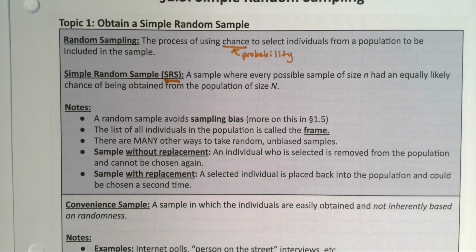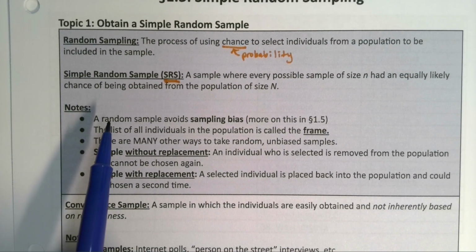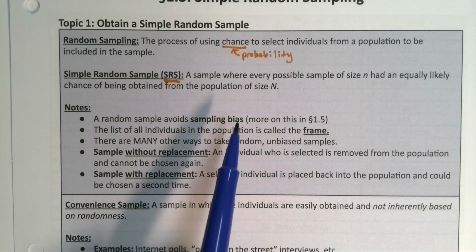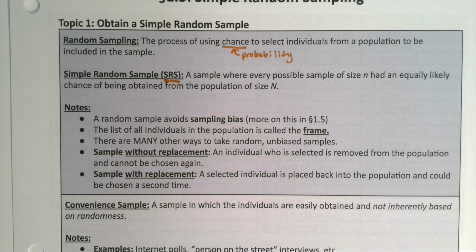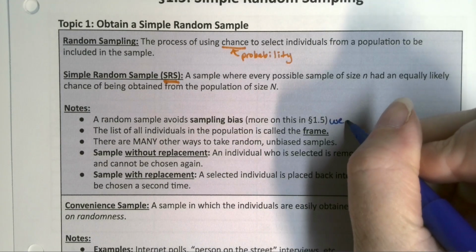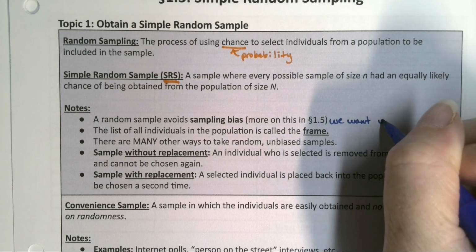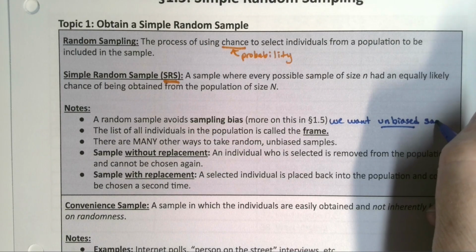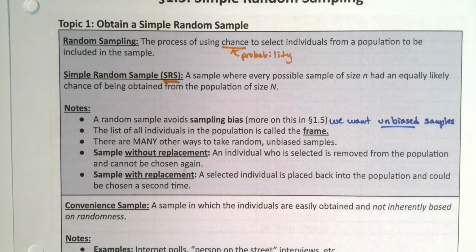Now, there are a lot of things to keep in mind as you're looking at this. The random sample piece is trying to avoid sampling bias, right? Remember, we always want unbiased samples, which in real life is not always possible, but in our class we're going to try to pretend like we can find them more easily than they can be found in real life. The list of all individuals in the population is called the frame. It's just a fancy name for list.